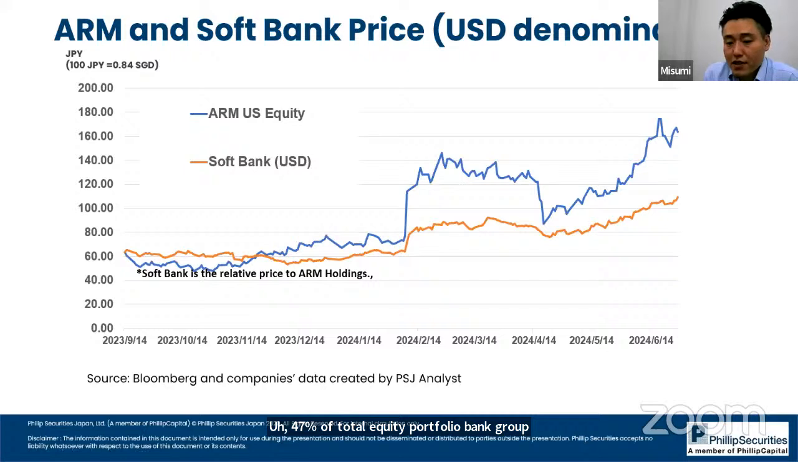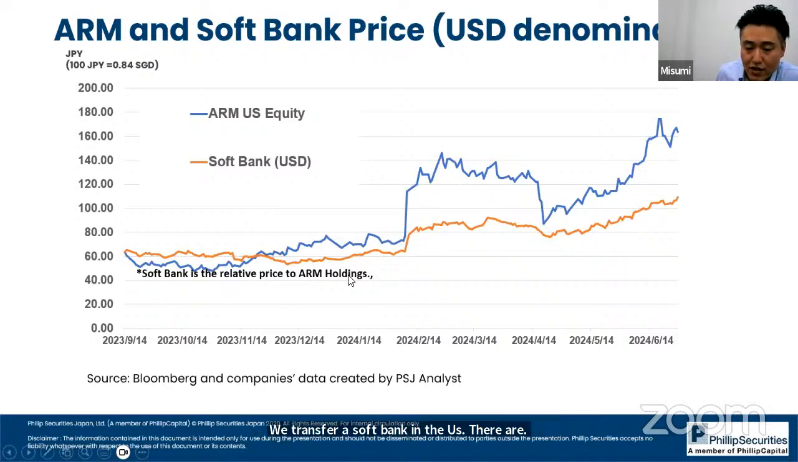So the price change is like this. We translate SoftBank into US dollar terms, the relative price versus Arm Holdings from the inception of the listing. I omit the first day of the listing and start from September 14th because there was pricing inefficiency on the first day of the listing.